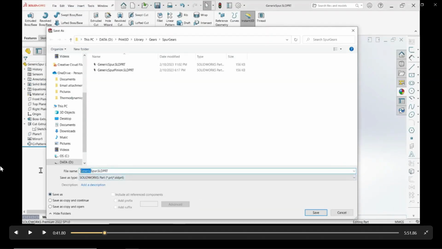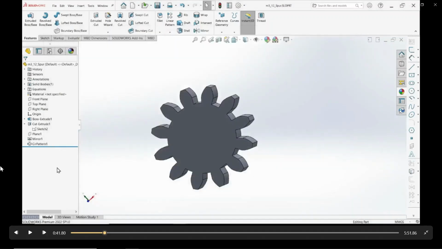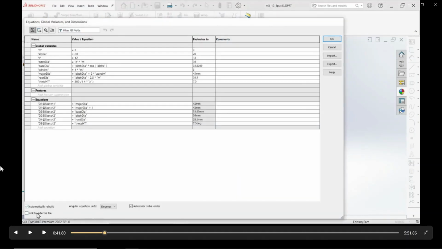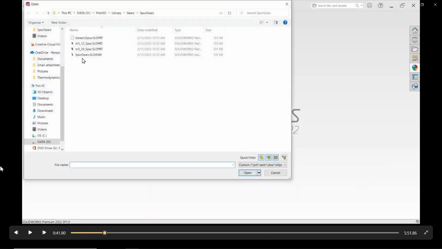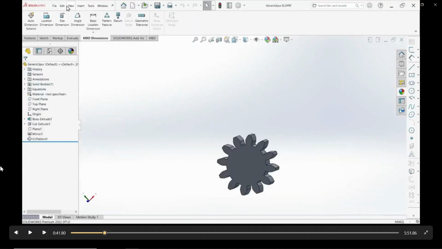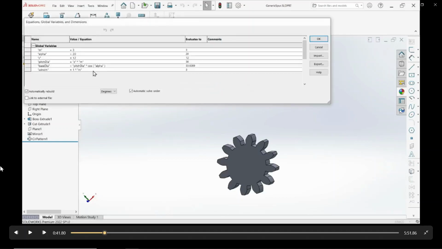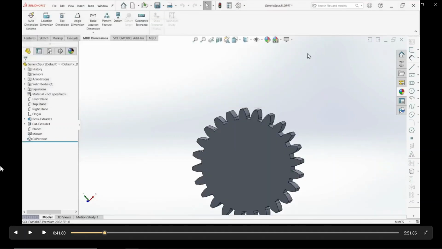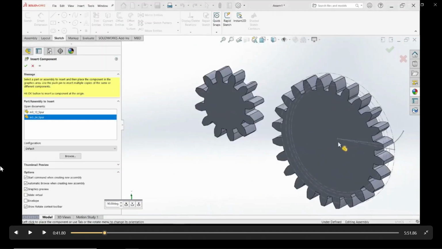And I'm just going to save that using module 3 and 12 for number of teeth, just to give it a unique name. And here I'm just checking that it's not linked to any external files. So if we change the external file, it doesn't change that one. So we open the generic one again, and we change it from 12 to 24, and there it is. That's how you get your new size gear.